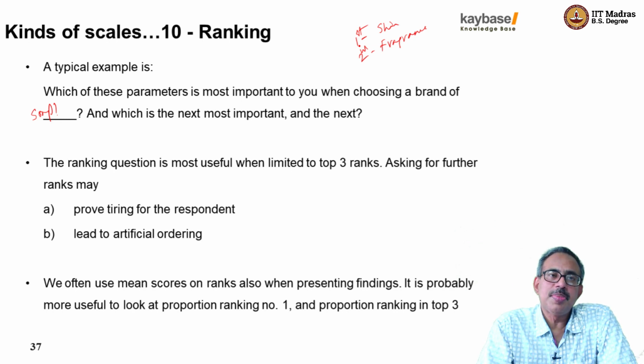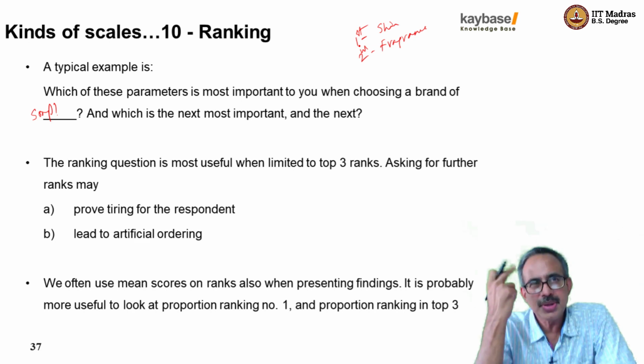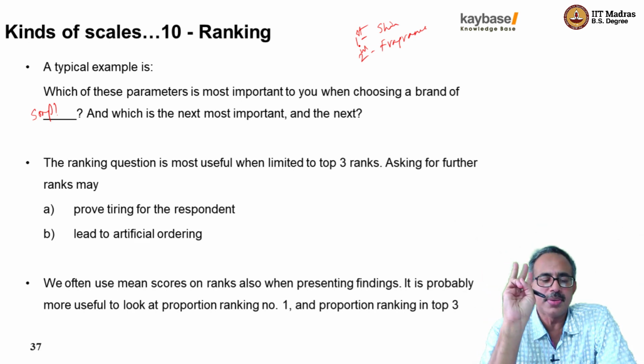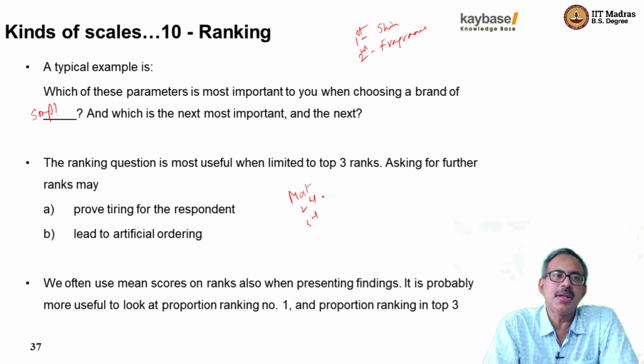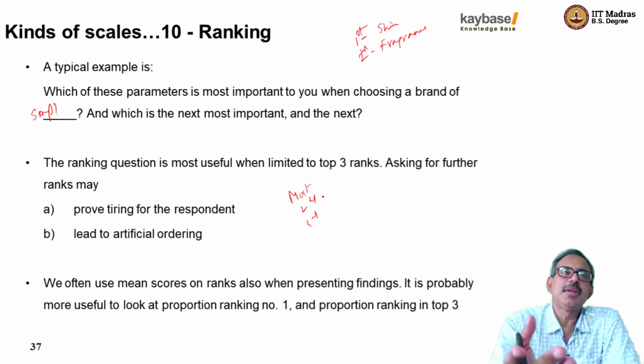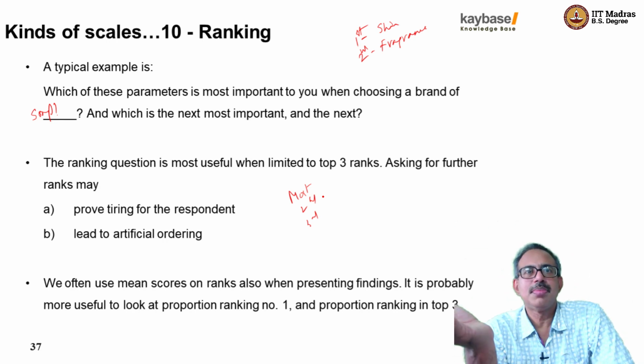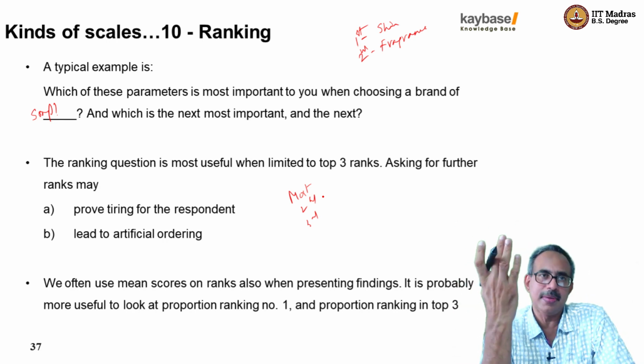Now, sometimes people want to ask rank 4, rank 5, rank 10, etc. Consumers cannot think that deeply. It's better to stick to 3 ranks. So which is the most important? Second, third. Beyond that, you'll be like, today you will say this, tomorrow you will reverse it. Because it's not so strong in your mind. Right?